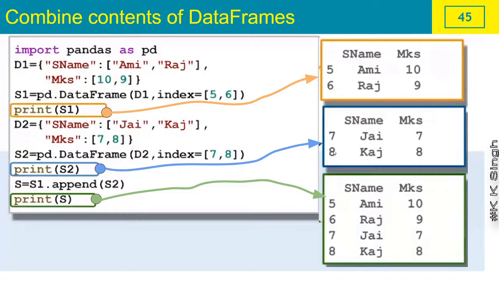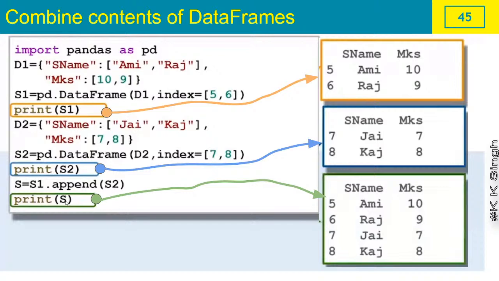And when you add these two, what is S? S is again a data frame, and it is made from S1, that is this data frame, and S2, that is this data frame, and both the data frames are added, meaning this data frame is appended to S1. So the resultant data frame will be 5, 6, 7 and 8. When you see this statement, S is equal to S1 dot append S2, at the bottom of S1 we are adding S2.